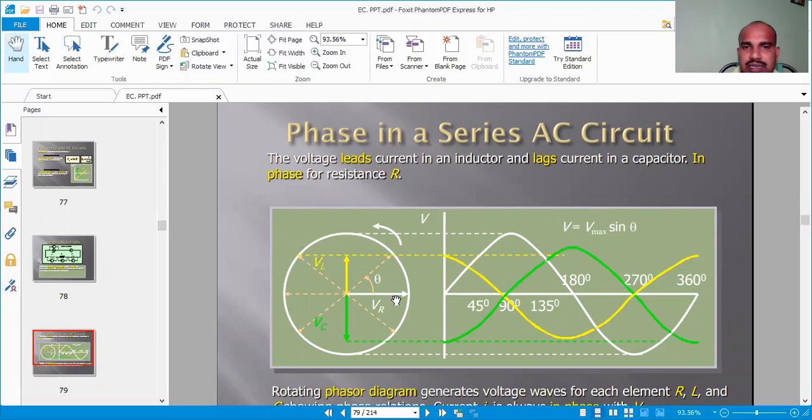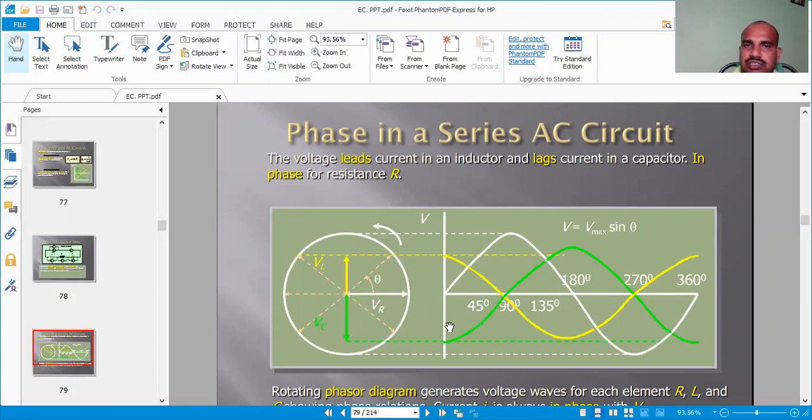The voltage drop across the inductance leads the current by 90 degrees, and the voltage VC across the capacitor lags the current by 90 degrees. The voltage leads the current in inductors and lags the current in capacitors, and is in phase in the resistance.